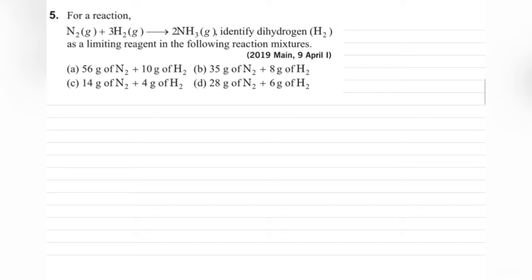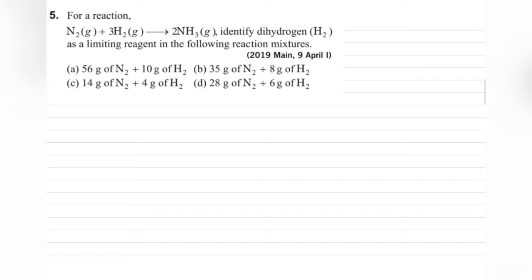So 4 options are given. Option A is 56 grams of nitrogen, 10 grams of hydrogen. Option B is 35 grams of nitrogen, 8 grams of hydrogen. Option C is 14 grams of nitrogen, 4 grams of hydrogen. Option D is 28 grams of nitrogen, 6 grams of hydrogen. So these are the 4 options given to us.